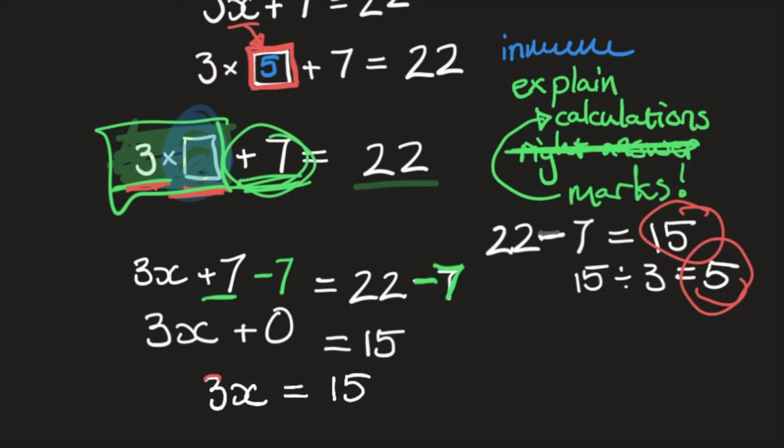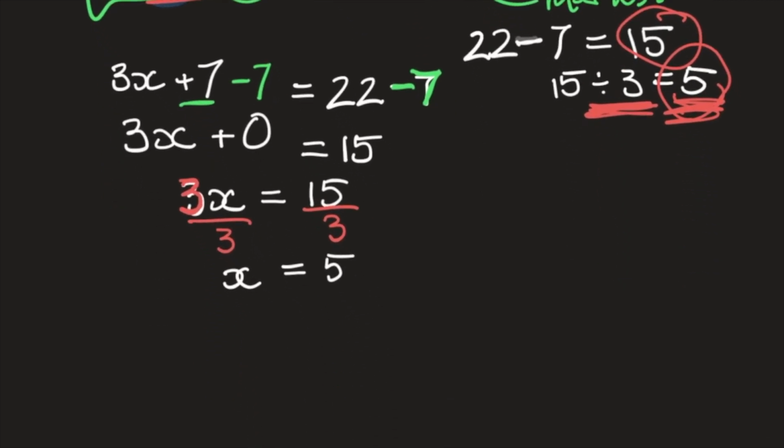We want to isolate x by getting rid of the 3. Over here we can tell that we divided by 3, and so over here we're also going to divide by 3 because that will make it disappear. It'll become x. You remember though that in order to find the value of x we had to divide the 15 by 3, and that gave us an answer of 5. And that is how we would have solved our equation.